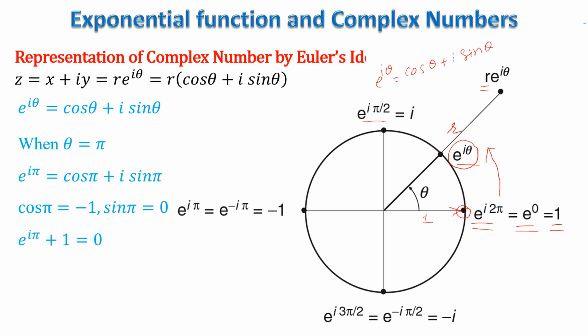In this particular case theta is pi by 2, so cos of pi by 2 is 0 and sine of pi by 2 is 1. So e to the power i theta, which is e to the power i pi by 2, is equal to i. In similar fashion, e to the power i pi is equal to e to the power minus i pi. Once we are going this way, the second time we are going this way, that is equal to -1, and so on and so forth.